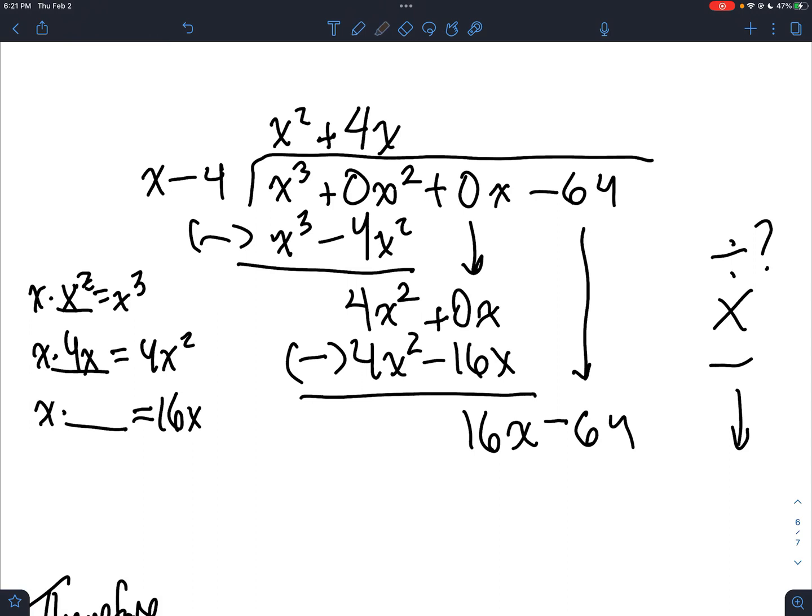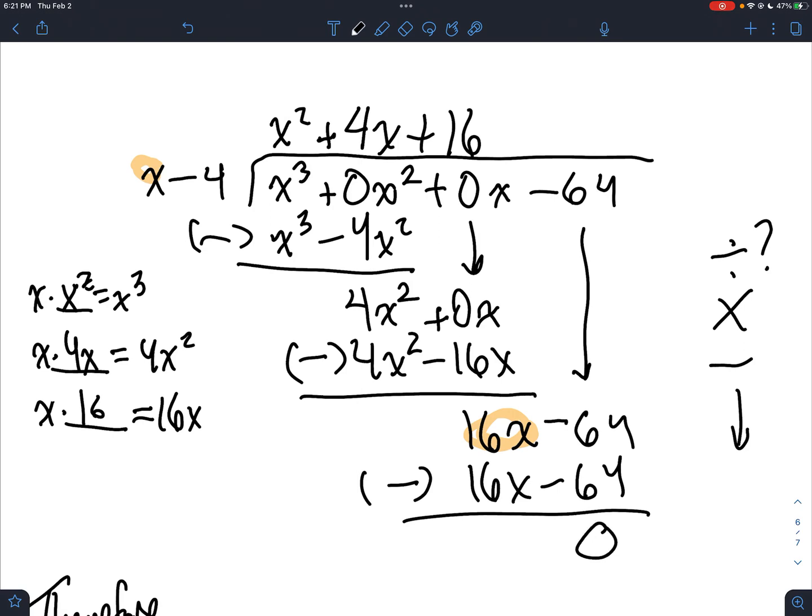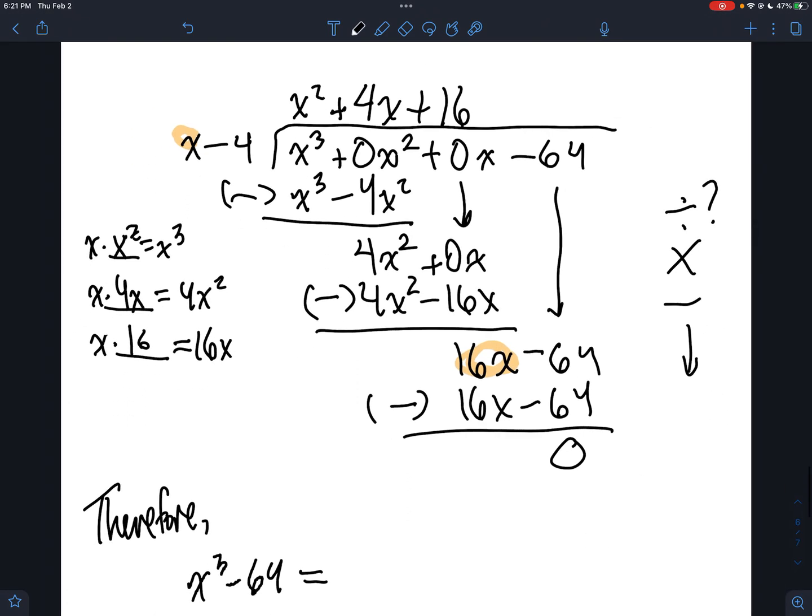Final question, x times what is 16x? Notice I'm just focusing on the first part, because that's all we need. We just need to guarantee that that matches, and then we'll make progress. This is just 16. So we get this, which is perfect because those are the same. So you get 0.